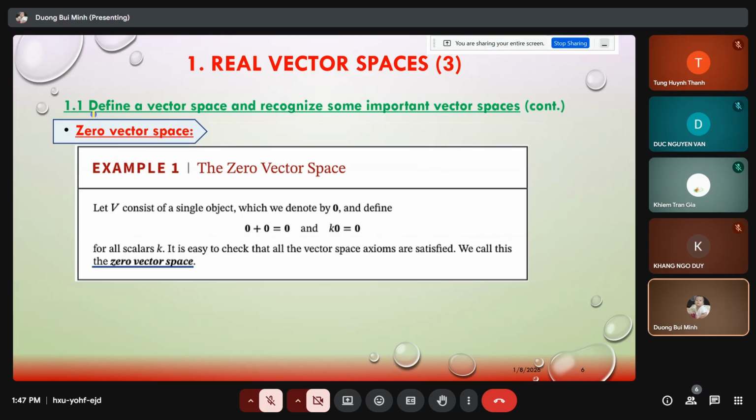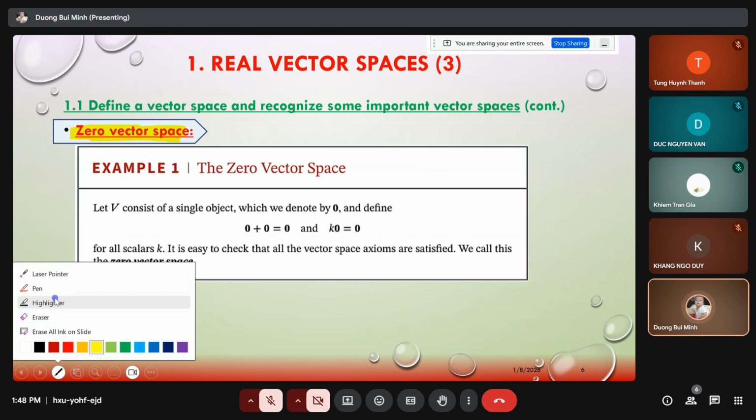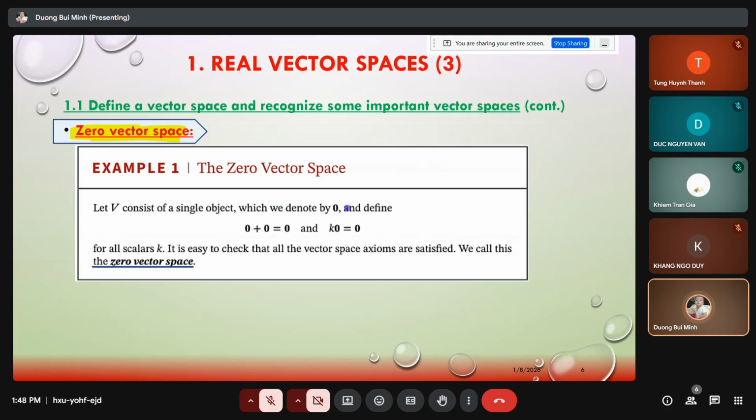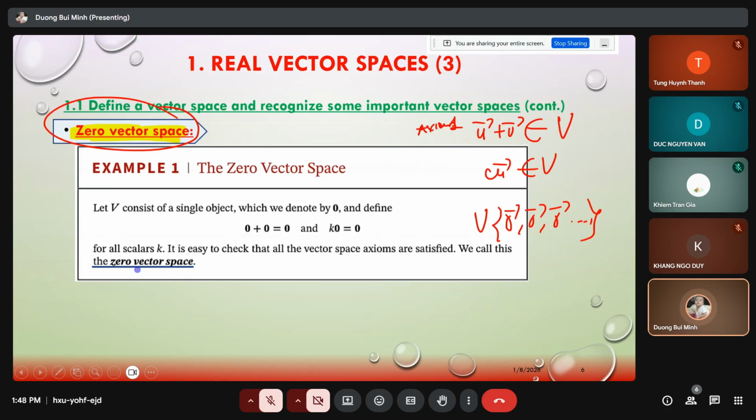Now we have the zero vector space. Why do we have the zero vector space? Because we need to demonstrate all axioms are satisfied. That means SM1: we have vector U plus vector V belong to what? Belong to V. Right? And C times vector U belongs to V. And the vector space V contains only zero vectors.